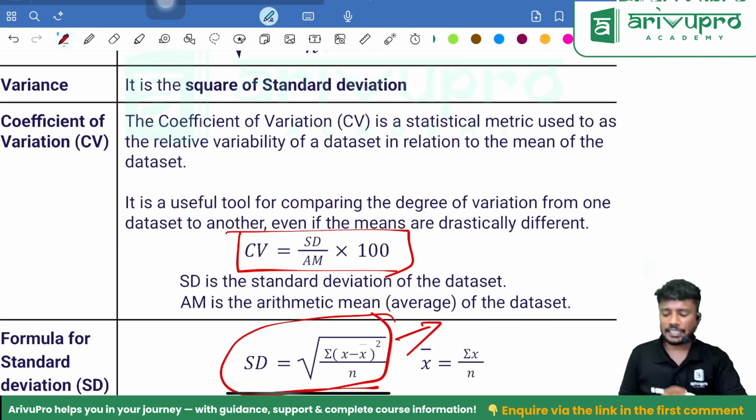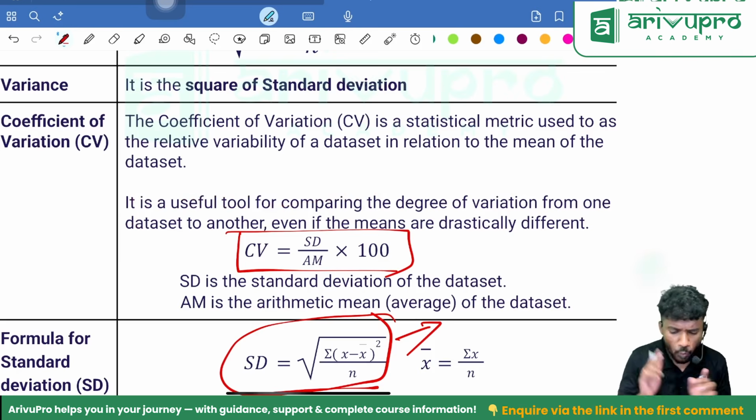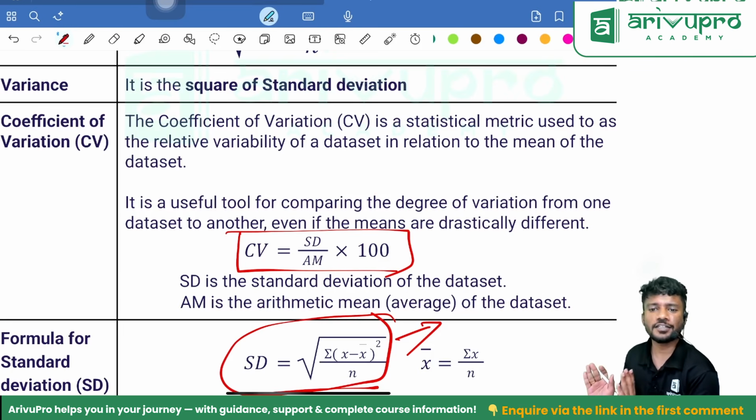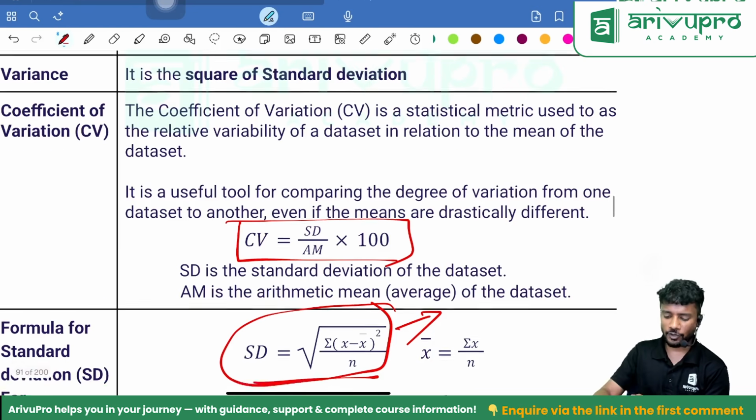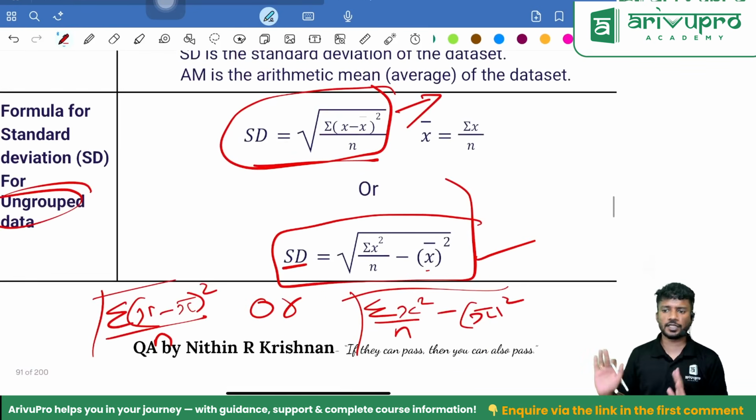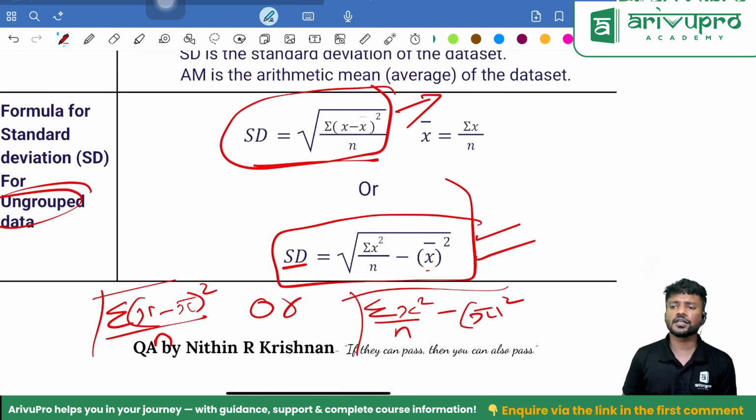Standard deviation divided by arithmetic mean into 100 is the coefficient of variation. Now, how will you find standard deviation? There are two formulas. You can choose any of the formulas and do it. Usually, we will choose the second formula.